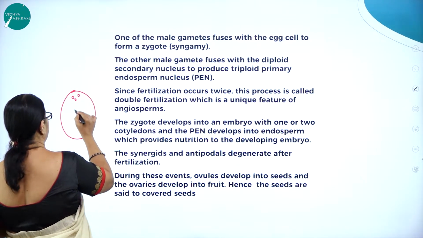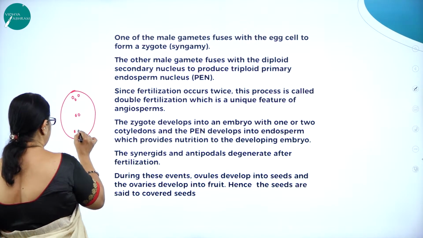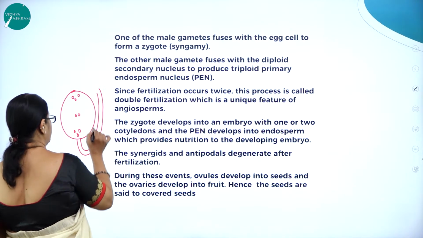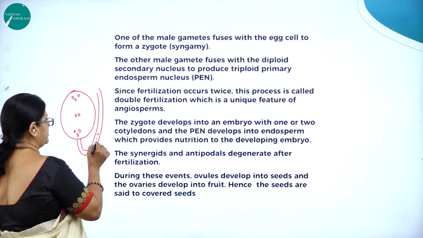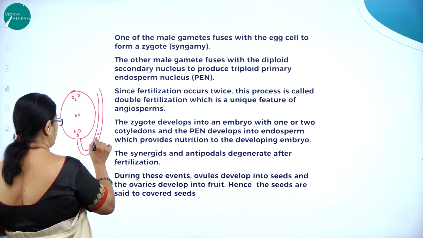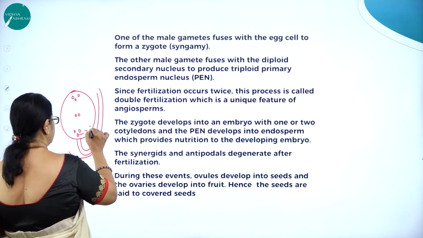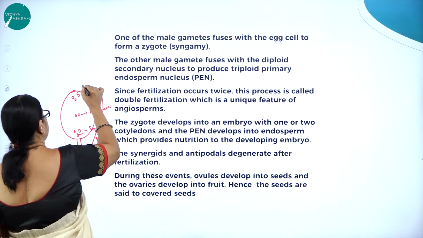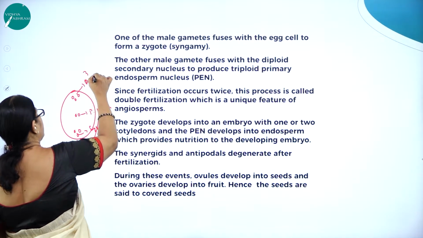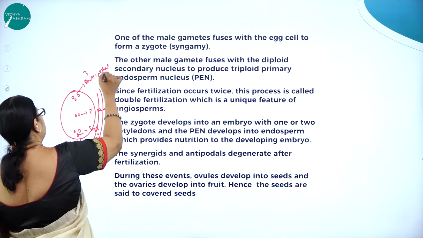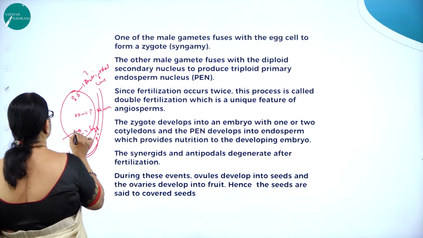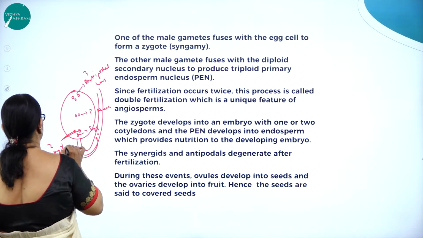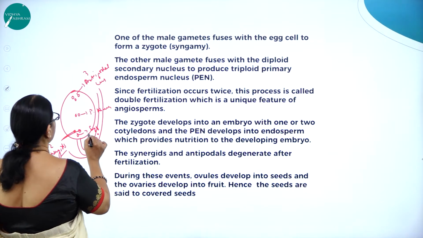These are antipodal cells. This is the polar nuclei. This is the pollen tube carrying 2 male gametes. One of them goes to the egg cell. This is the polar nuclei, and these are the 3 antipodal cells, and these 2 are the synergids. So one of the male gametes goes and fuses.